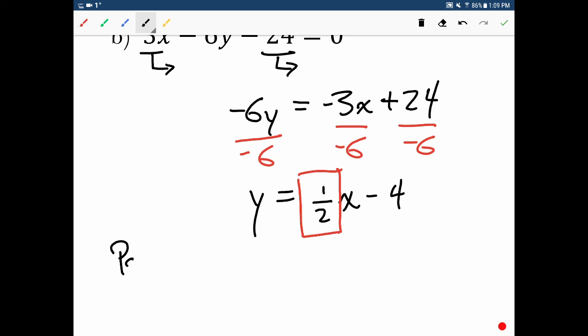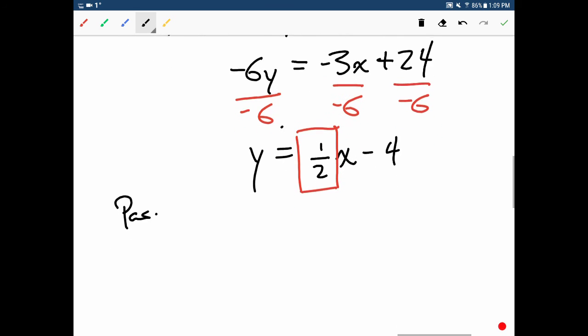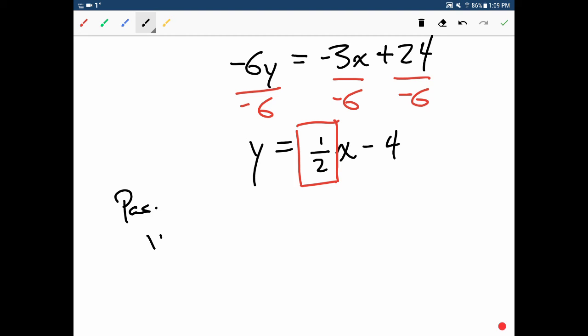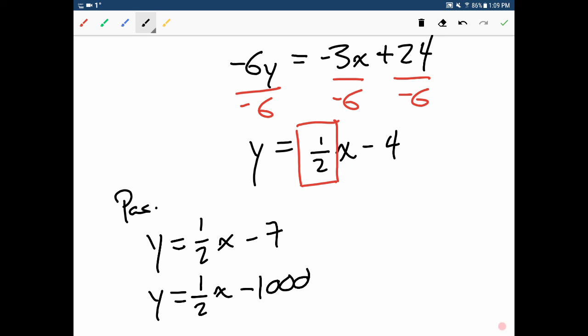So for parallel, anything with 1/2 as the slope, so I could have y equals 1/2 x minus 7. I could have 1/2 x, and we might as well keep up our theme and say minus 1,000.